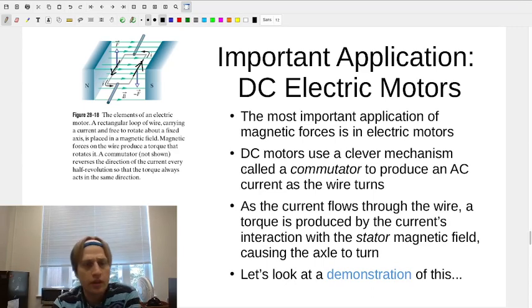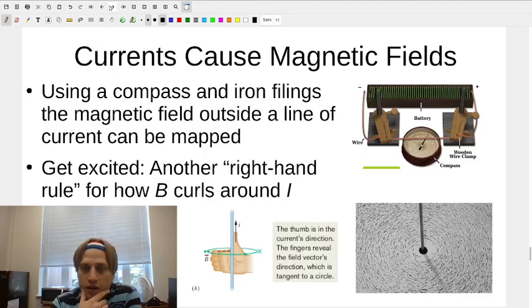Now, the last thing I want to just tease today, okay, so that's our important application, is a DC electric motor. We've already said that currents get pulled on by magnetic fields. But where we're going with this is that currents can also cause magnetic fields. Now, you'll remember this is sort of where we started, is Ørsted setting up this voltaic pile and noticing that a compass gets deflected around a current.